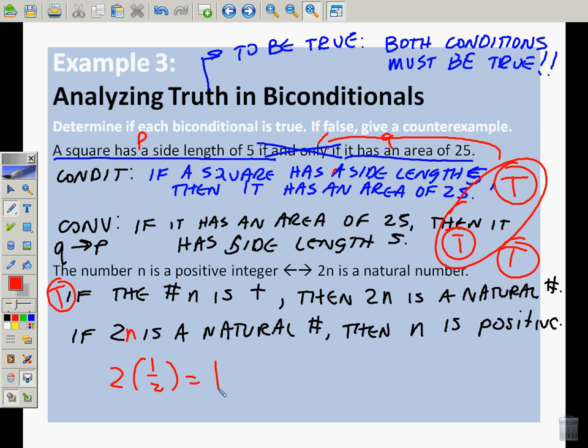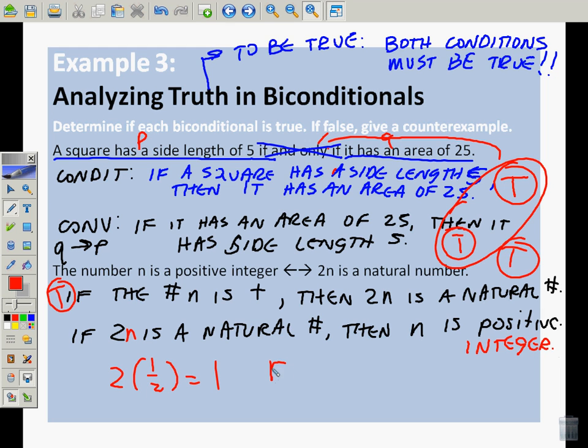Okay, so this should actually be, this is correct. So 2n would be 1. N is a positive integer. That's not true. Because 1/2 is not an integer. So if 2n is 1, then n would be equal to 1/2, which is not an integer. So this is false. So we are false down on this one. Okay, that's analyzing the truth value of a biconditional.